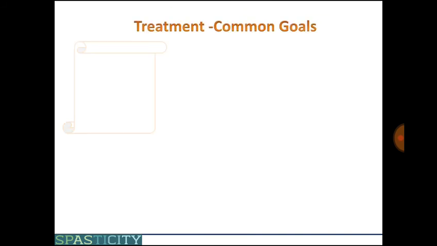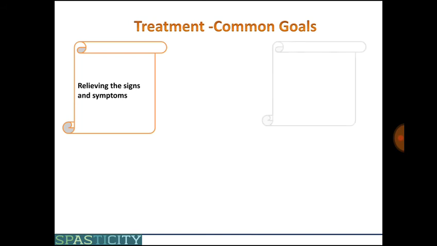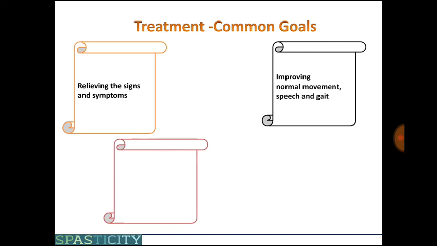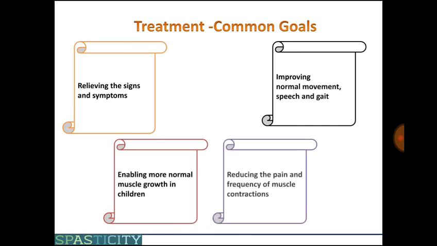Common goals for the treatment of spasticity always include relieving the signs and symptoms of spasticity, improving the patient's normal movement, speech and gait, enabling normal muscle growth, particularly in children who are suffering from spasticity, and reducing the pain and frequency of muscle contraction, which is a major treatment goal for patients suffering from spasticity.